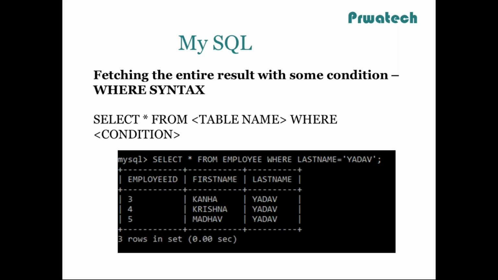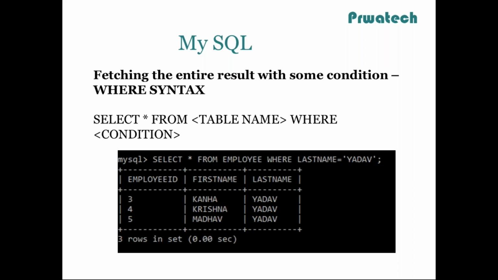For fetching the entire result with some condition, we use the WHERE syntax. The syntax is basically SELECT, then star. If you want to fetch the entire result, we have to use the star, and then FROM, then the table name, then the WHERE keyword, and then we write the condition followed by a semicolon.